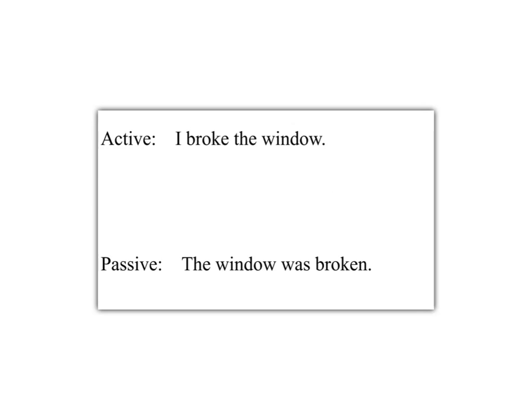In English, we have the active voice and the passive voice. In the active voice, the subject is doing the action of the verb. So here's an example. I broke the window. I is our subject. Broke is our verb. Who is breaking the window? I am. The subject is doing the action.